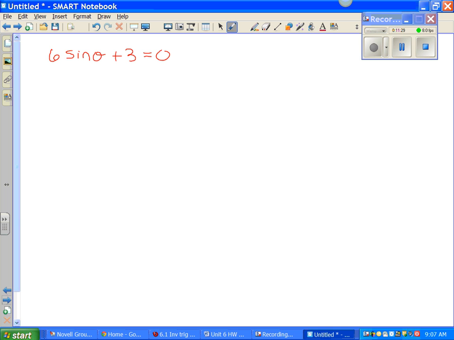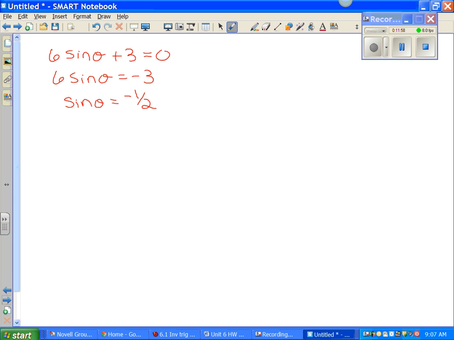Okay, first step. Good. Subtract 3. Second step. Good, divide by 6. What do you get? Because it's 3 divided by 6. 3 is smaller than 6. If it was 6 divided by 3, it would be 2. But it's 3 divided by 6. Two very different things, right?